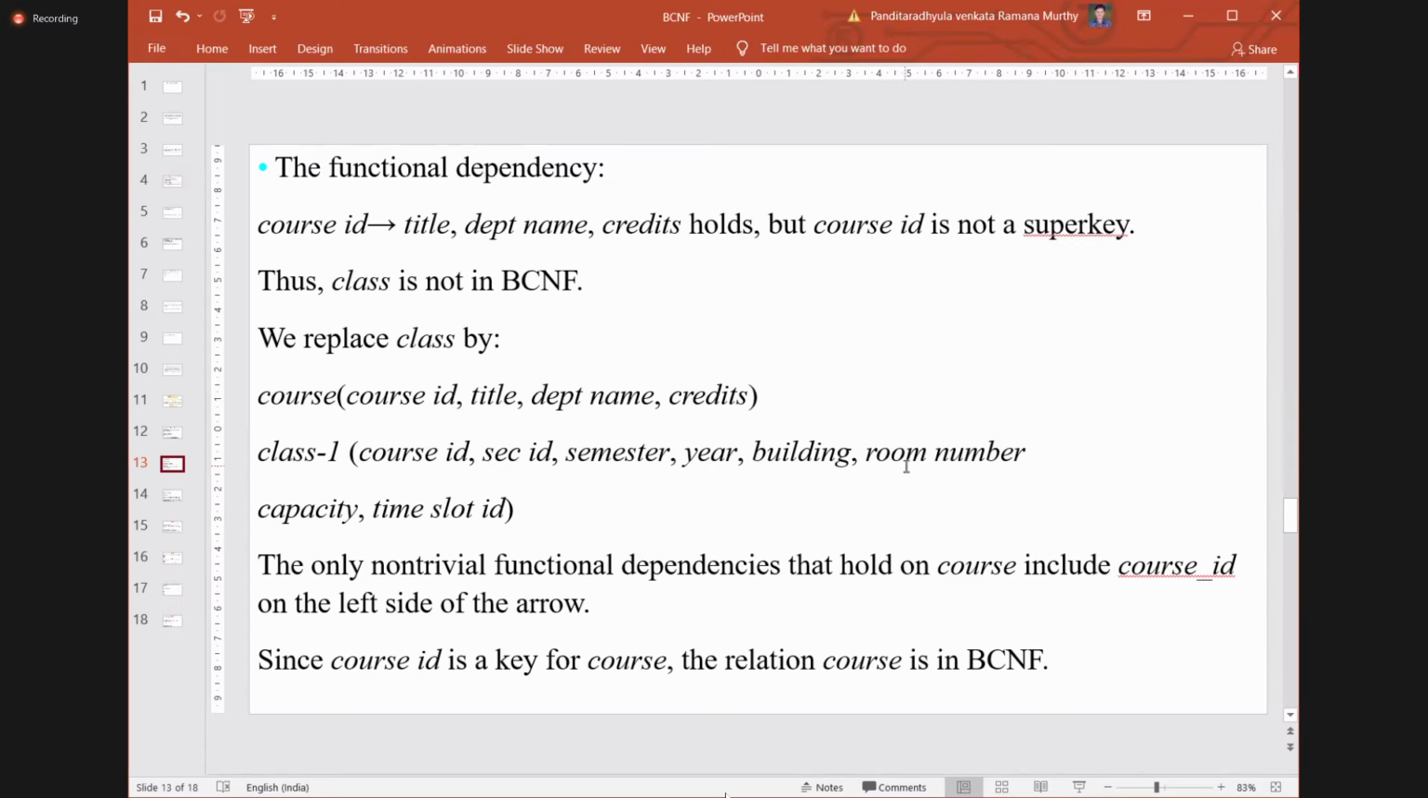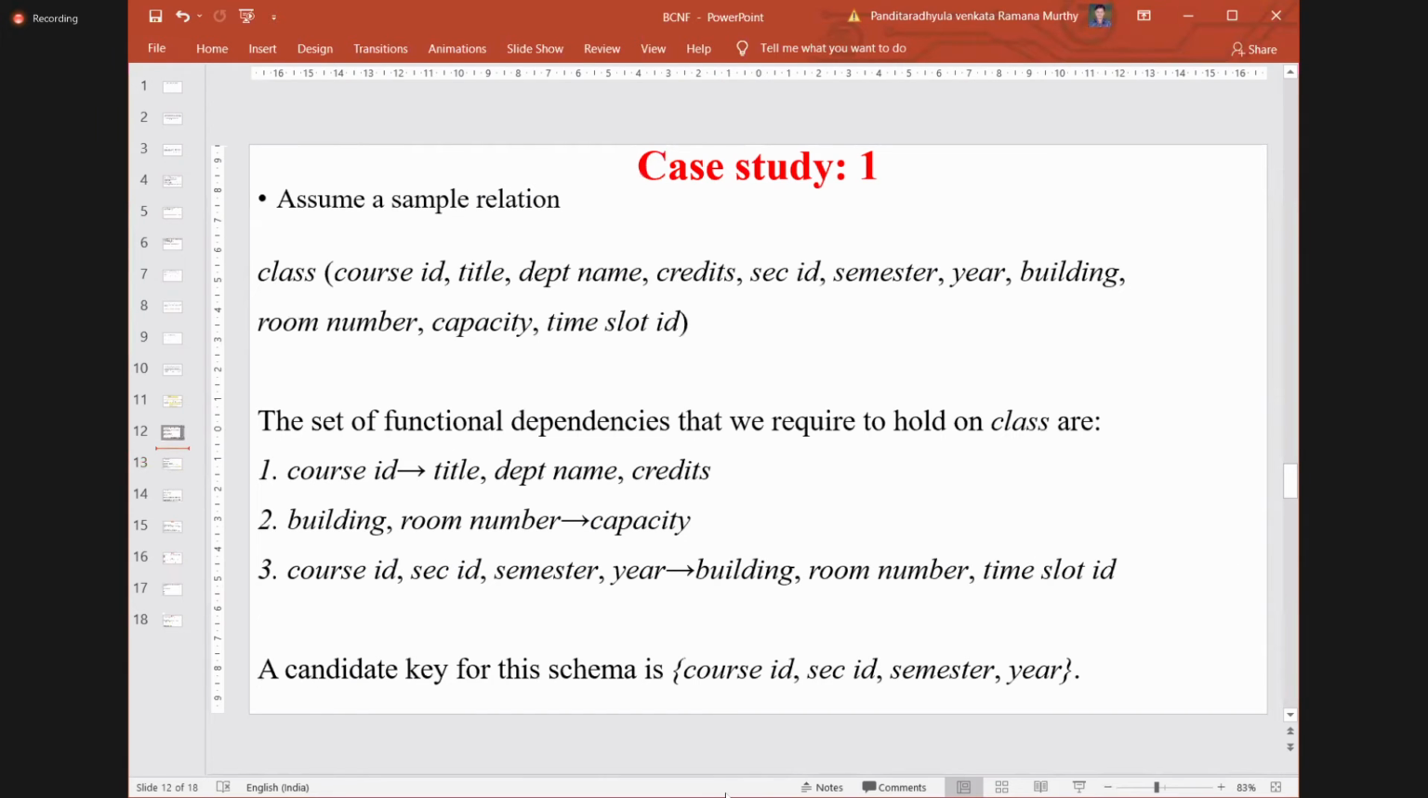Okay, once again, it can be anywhere, it can be duplicated. The building is not depending on the course ID. Okay, right. The course ID with the building, room number, and time slot. If you use this one, we can identify. But the only thing is we can't say the capacity.